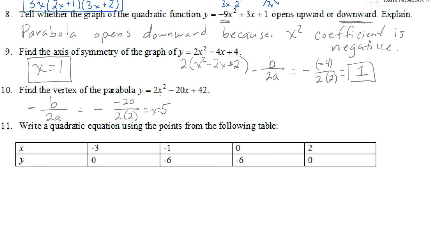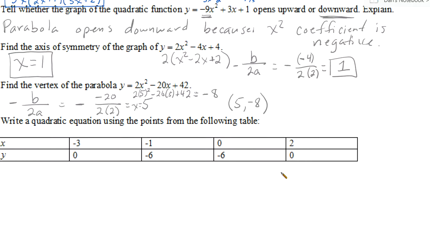Now you plug the 5 into the x's here. And let's see, use a calculator here. So this is 25 times 2, which is 50, minus 100. That's negative 50. So it should be negative 8. So your vertex would be at 5, comma, negative 8.